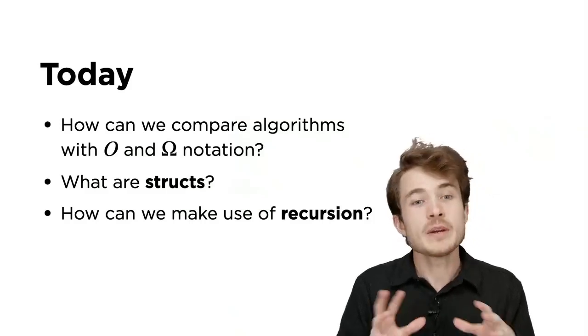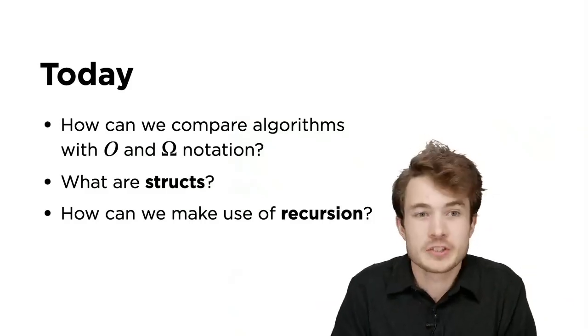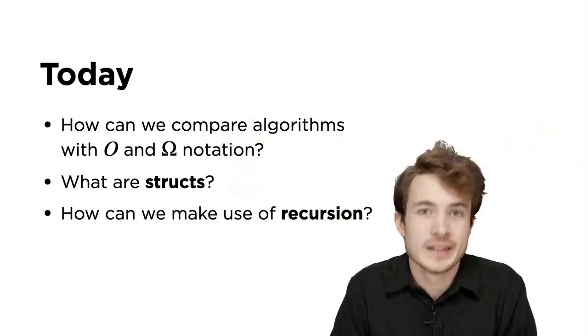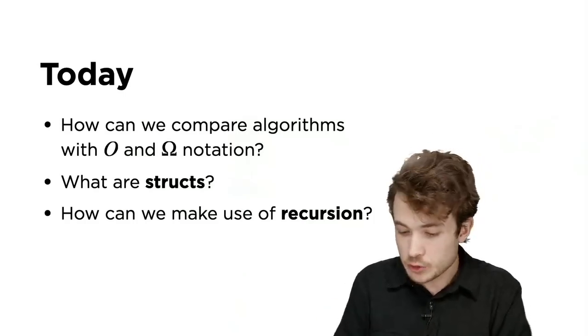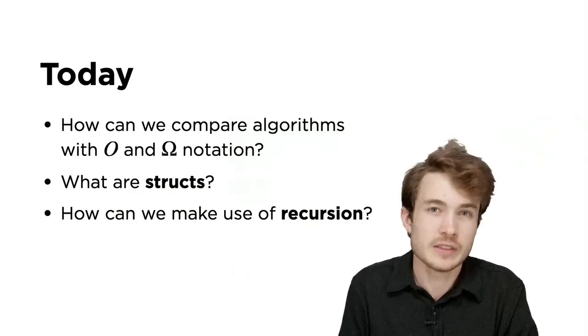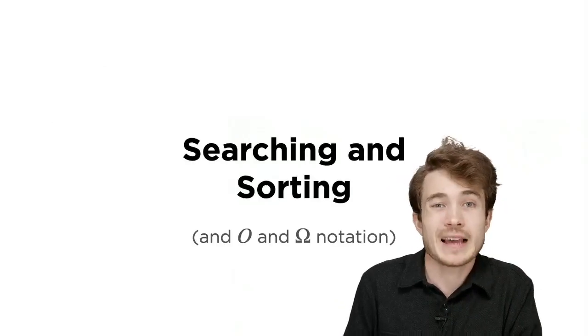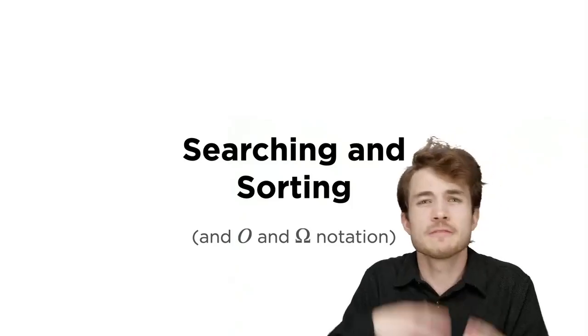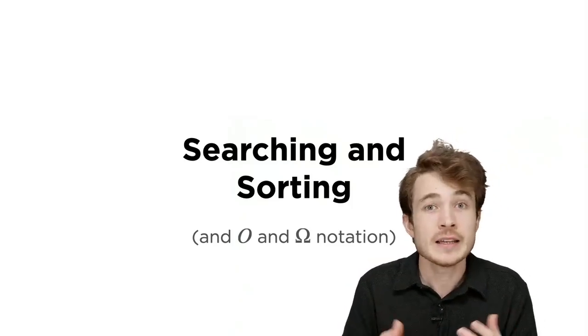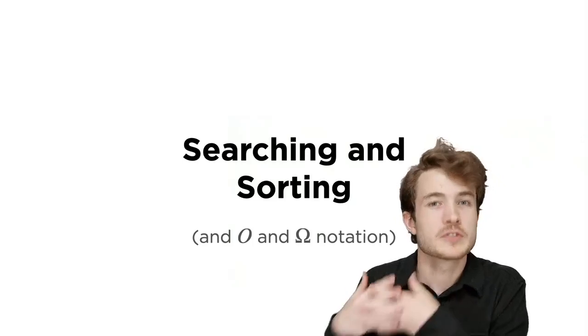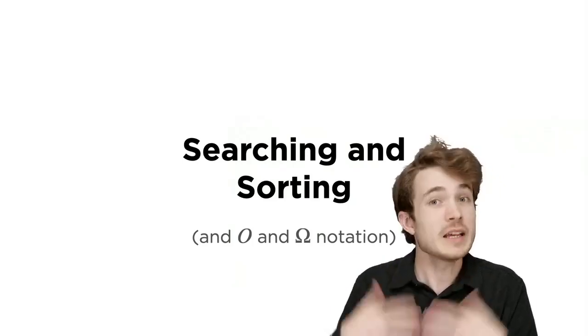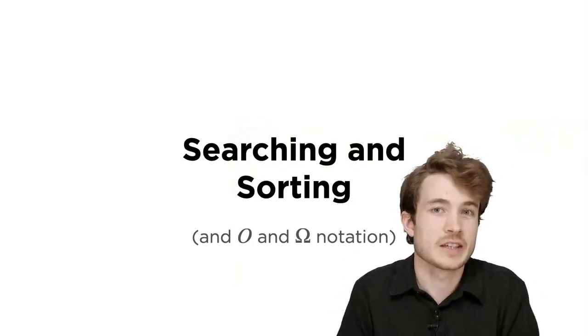So let's begin by jumping into our very first topic, which is how we can compare algorithms. And in lecture, we had two algorithms we were going to think about, or two types of algorithms, if you will. One of them is algorithms we can use for searching, how we can find certain data from a data set. And then another type of algorithm for sorting. How do we order data to make things perhaps more efficient to search later on?